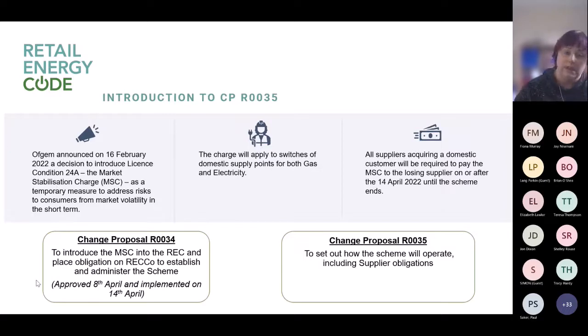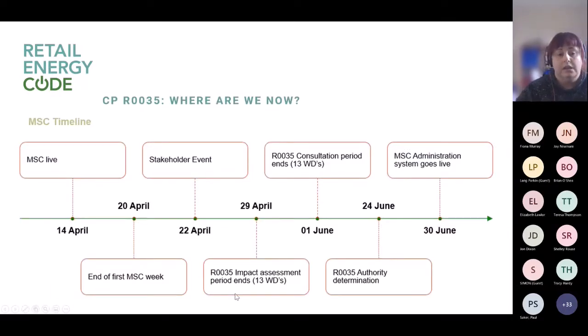If we're right to move on to the next slide. A bit of a recap of where we are. The MSC went live on the 14th of April. The 20th of April was the end of the first MSC week. No charges have been triggered yet, so we are in a position where the MSC charge could be triggered if the criteria are met, with that reduction in wholesale prices. Today we're at the 22nd of April, the stakeholder event, and we are currently in the impact assessment window for change proposal R35. That closes on the 29th of April.